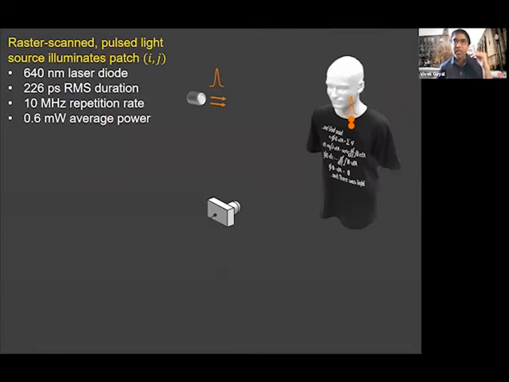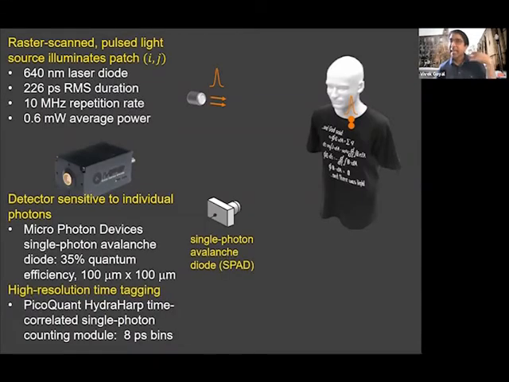Okay, so we have the pulse-directed light source, and then we want to detect the reflected light with single photon sensitivity, and we do that with a single photon avalanche diode. To record the times of the photon detections with high resolution, we use a time-correlated single photon counting module.